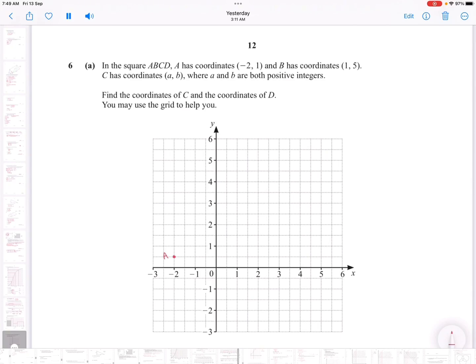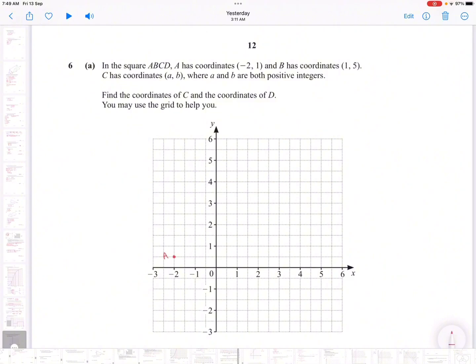Alright, in this question he has given us a grid, and he said in the square ABCD, A has coordinates (-2, 1) and B has coordinates (1, 5). C has coordinates (a, b), where a and b are both positive integers. Find the coordinates of C and the coordinates of D. You may use the grid to help you.